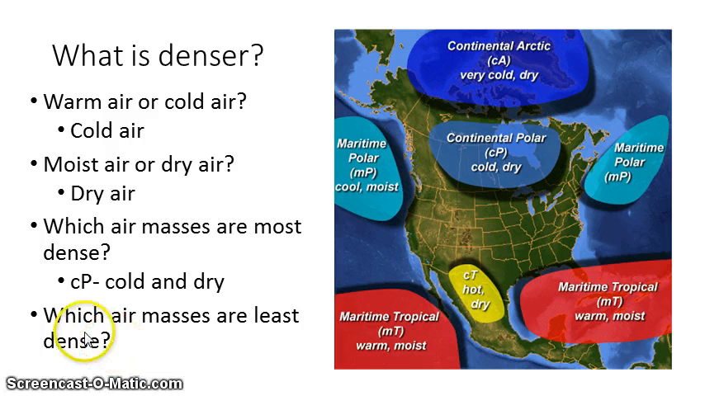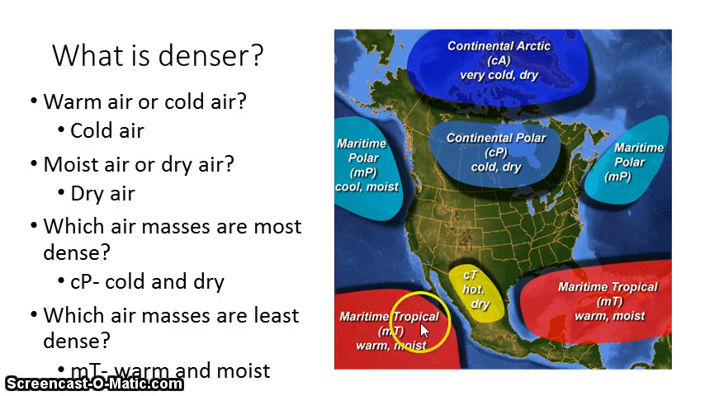When we look for which air mass is the least dense, we're going to be looking for the opposite of cold and dry. So we're going to be looking for something that is warm and moist. Our warmest and most moist air masses are our maritime tropical air masses.